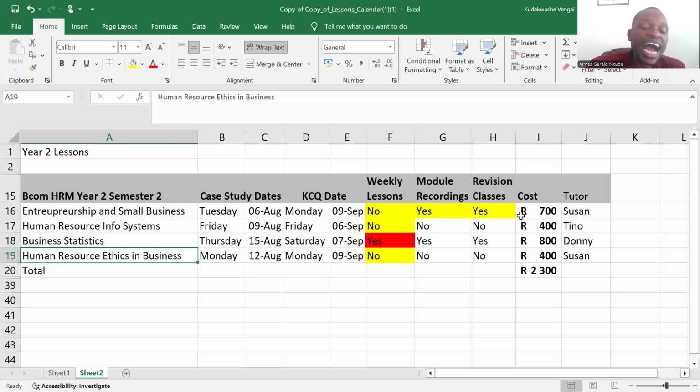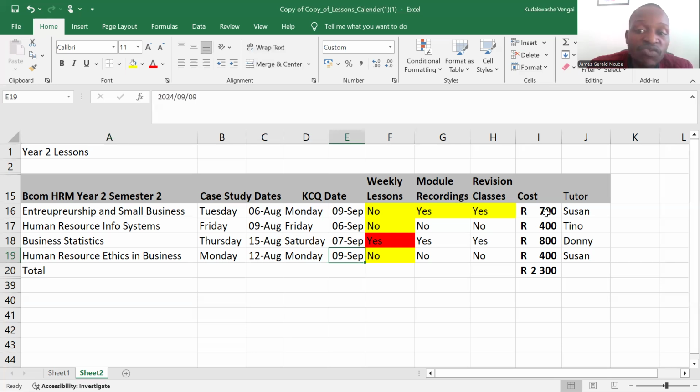Then also we are going to be doing the KCQs together in class in September. So you can also join through on those dates indicated there for the KCQs. That is 6 September, 7 September, 9 September, and 9 September for the KCQs.